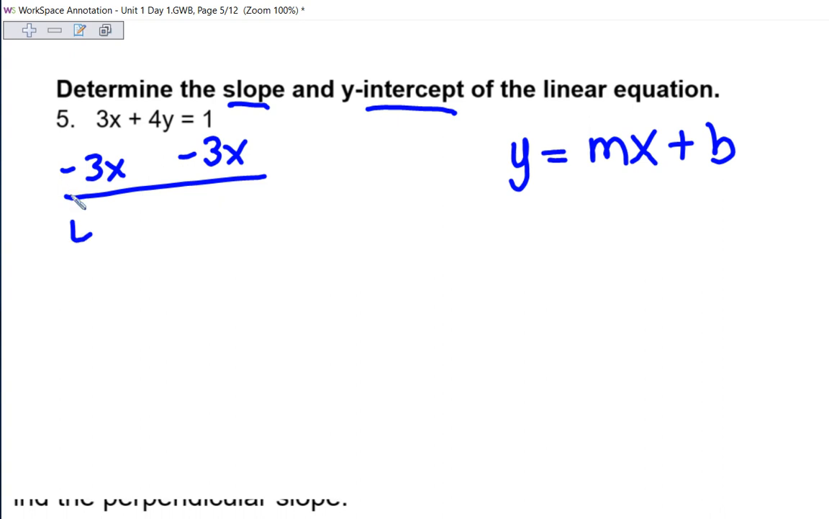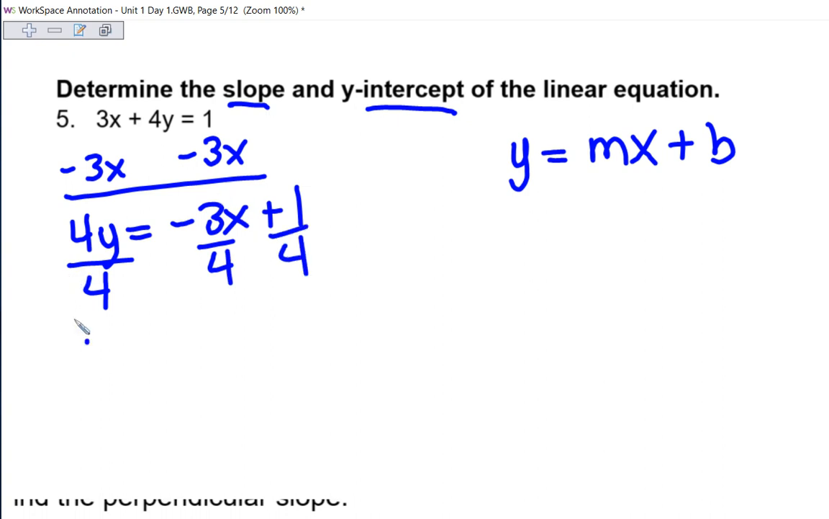So that gives us 4y equals -3x plus 1. What's the next step? Divide everything by 4. So y equals -3/4 x plus 1/4. Did I answer the question? No. What are they asking for?